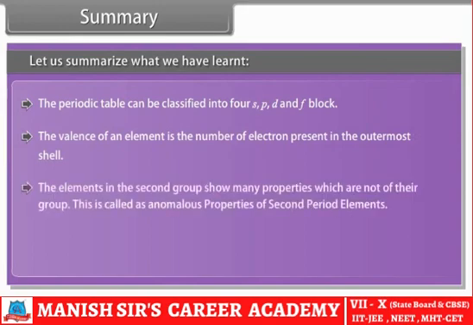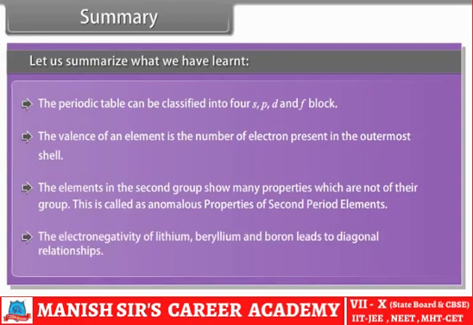The elements in the second period show many properties which are not found in their group. This is called anomalous properties of second period elements. The electronegativity of lithium, beryllium and boron leads to diagonal relationships.